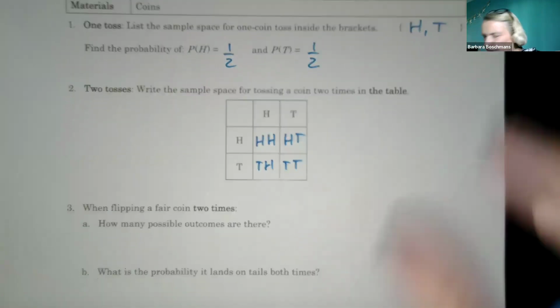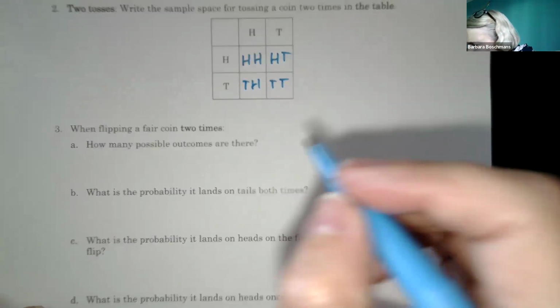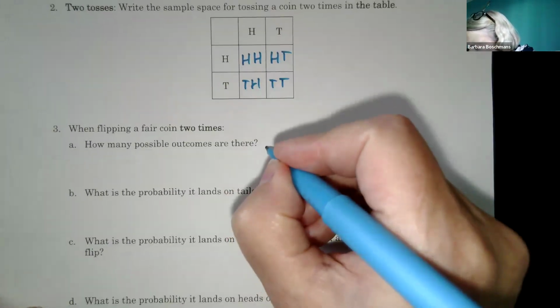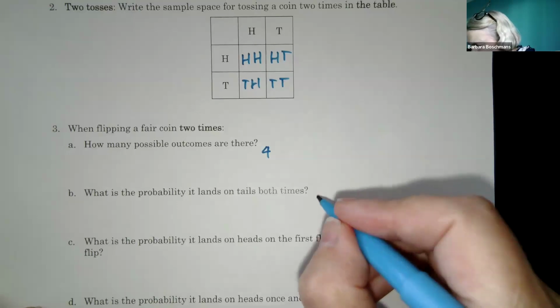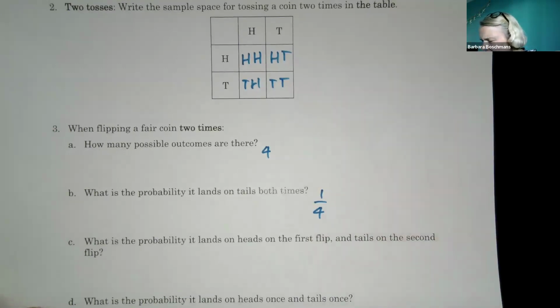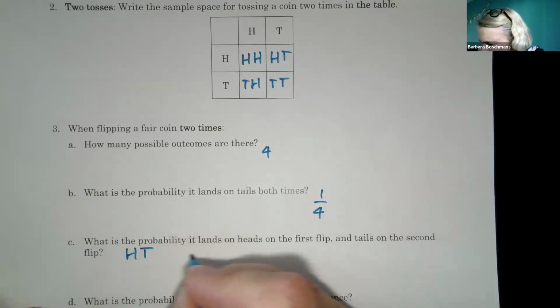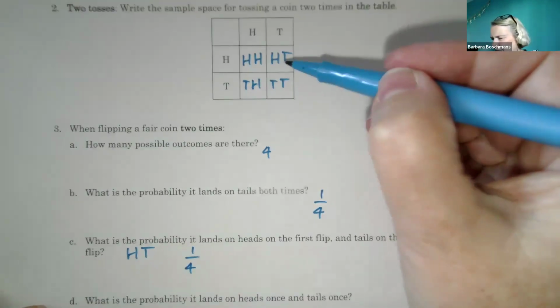So if you flip a fair coin 2 times, how many possible outcomes are there? 1, 2, 3, 4. There are 4. What is the probability it lands on tails both times? 1 out of 4. It's the bottom right here. What's the probability it lands on heads on the first flip and tails on the second flip? So heads, tails would be 1/4 again, because it's heads first, then tails.